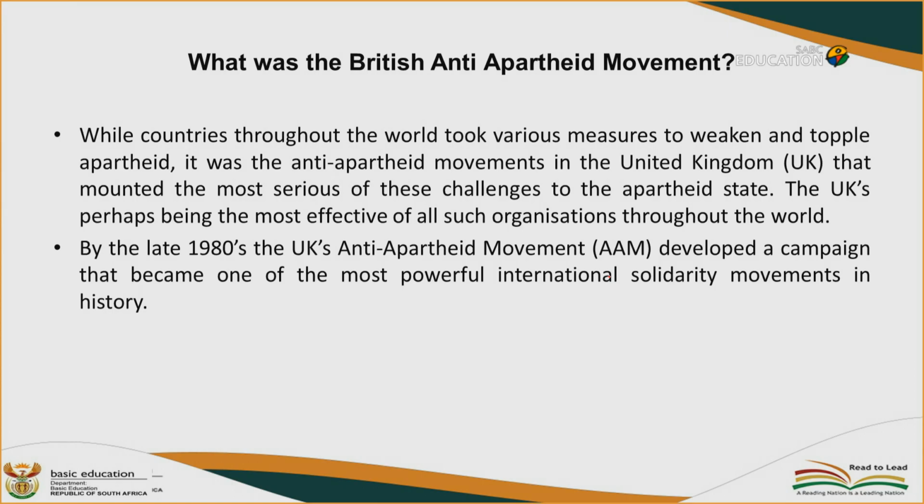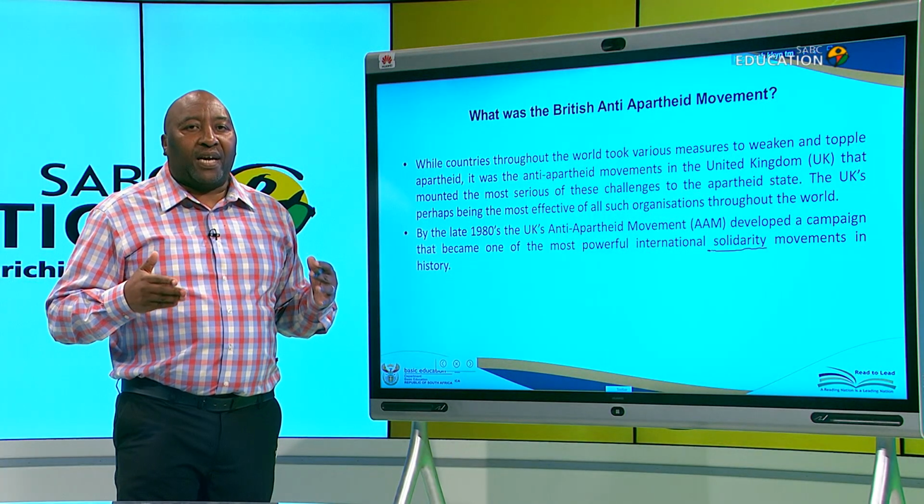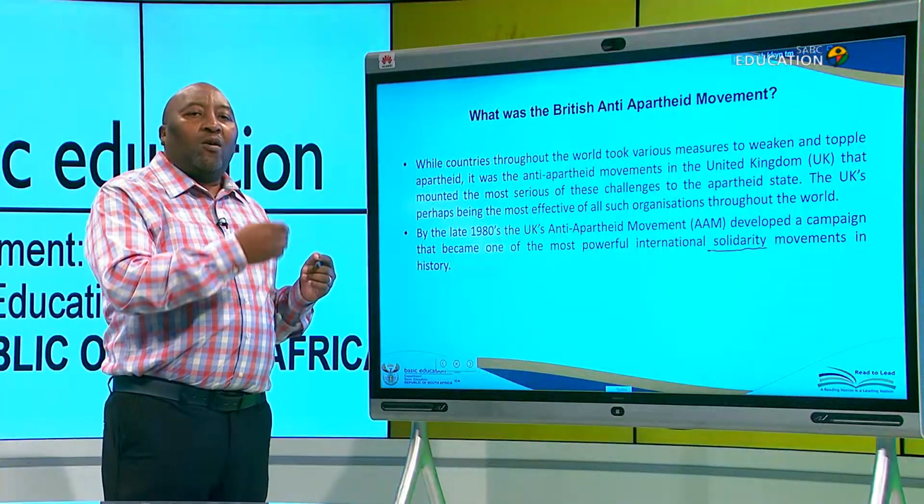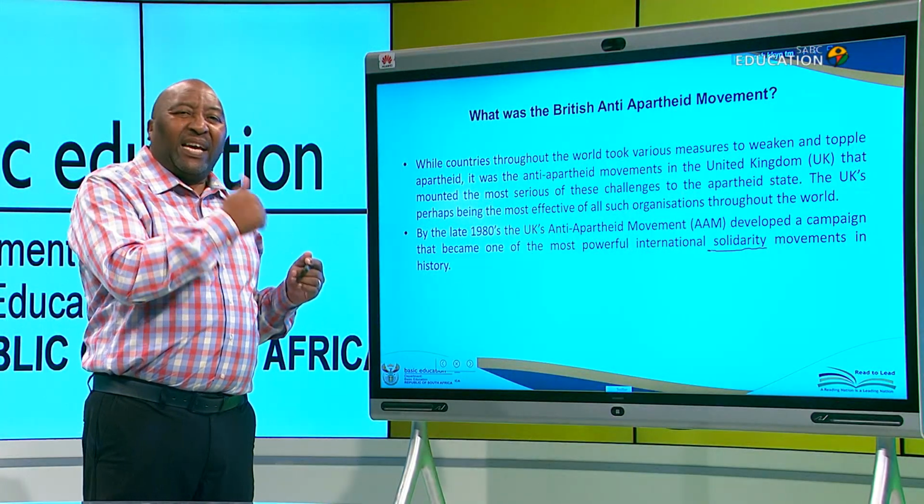Throughout the world, there were countries that tried to come up with measures to weaken or to topple apartheid. But it was the anti-apartheid movement in the United Kingdom that challenged the apartheid government in its seriousness. The anti-apartheid movement developed a campaign that became the most powerful international solidarity movement, a movement that sympathized with the people of South Africa. It was the major drive towards dismantling or doing away with apartheid in the 1980s.